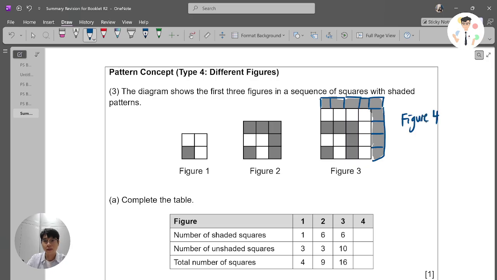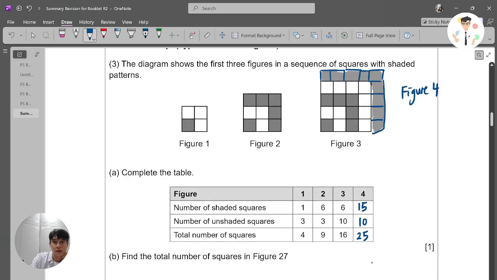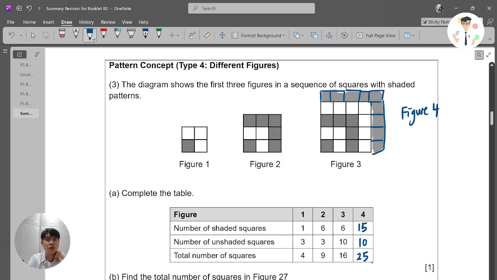Okay? Now, what is the number of shaded squares for figure 4? I already have 6 here. So 7, 8, 9, 10, 11, 12, 13, 14, 15. So I know I have 15 shaded squares. What about the number of unshaded squares? I mean, I'm adding shaded squares. So unshaded squares should remain the same. And total number, of course, you can just add yourself, or you can just add 15 plus 10, 25. Now, this is something kind of simple, so you should be able to find out based on that, okay? But let's move on and look at the next part.